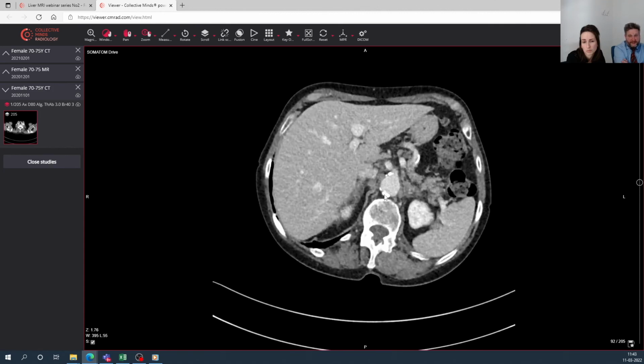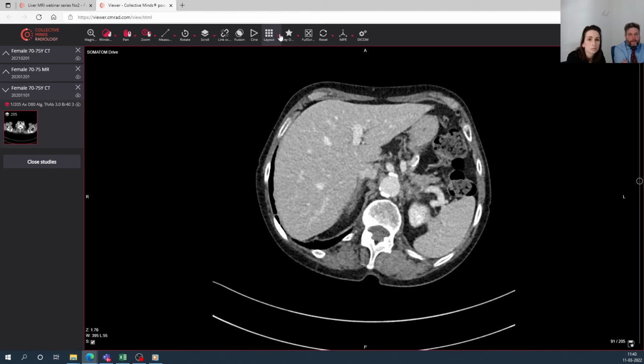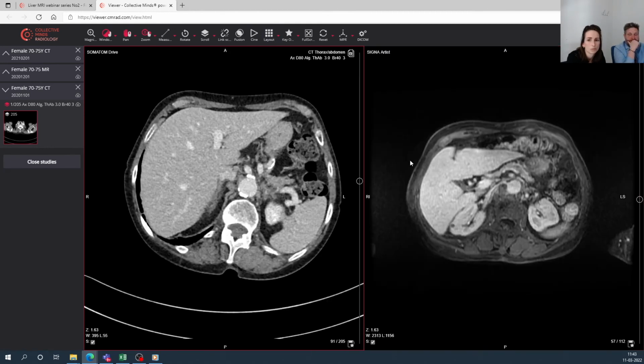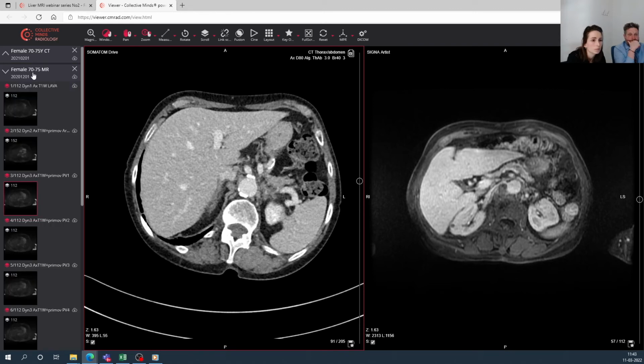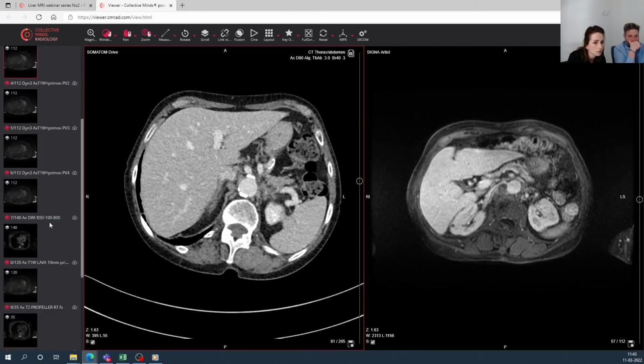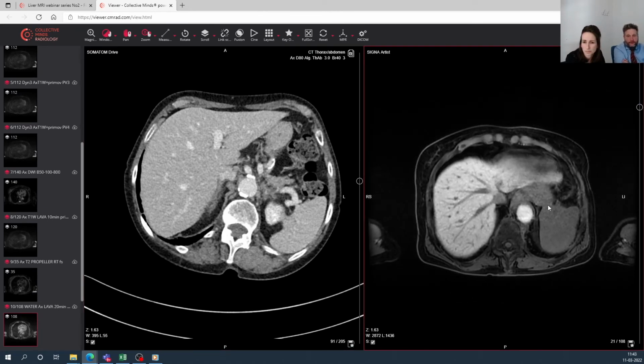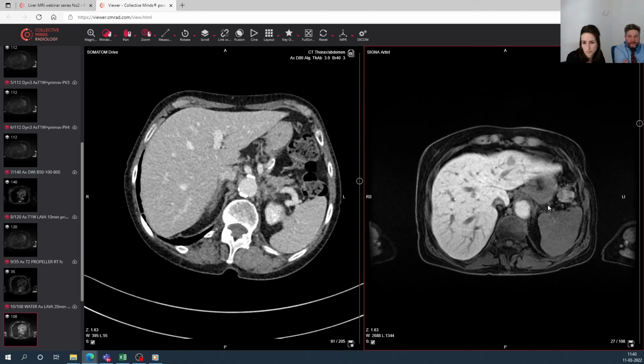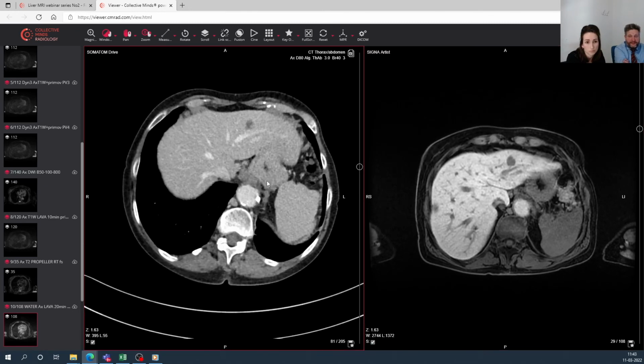But let's look. They also did a Primovist. So let's take a side by side. Look at the Primovist 20 minutes and the CT. Normally 10 minutes would be enough, but we also did 20 minutes here. In cirrhotic livers, we always prefer to go up to 20 minutes because the enhancement of the liver is slower. So the hepatobiliary phase is slower and lower.